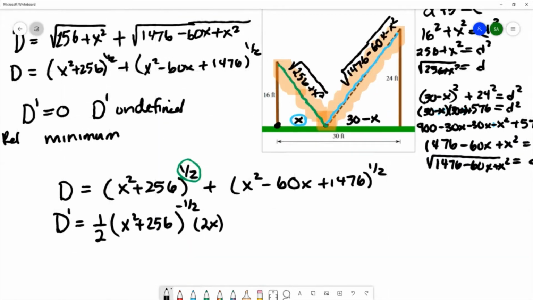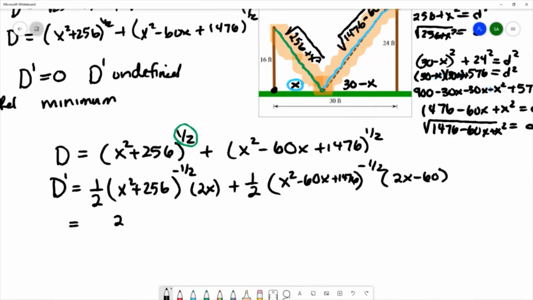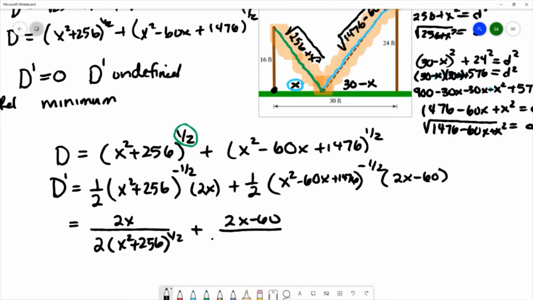We're going to do the same thing with the other term. We bring that power down, take 1 away from the power, leave the inside alone, and chain by multiplying by the derivative of the inside. That's 2x minus 60. So we can rewrite these as 2x over 2 times (x squared plus 256) to the 1/2 power, plus (2x minus 60) over 2 times (x squared minus 60x plus 1476) to the 1/2 power.